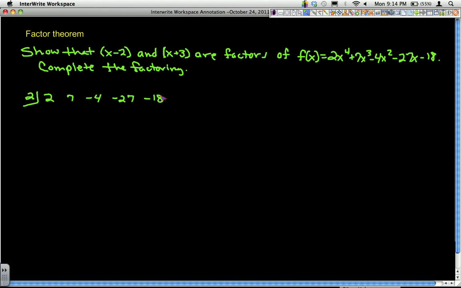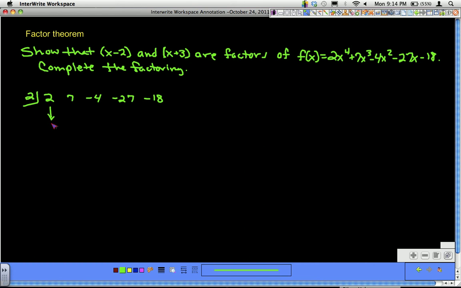Bring down the first term. And again, what we're looking for is what's in this box. Now, where the factor theorem comes in, we want a remainder of 0. If our remainder equals 0, that means whatever we checked out front in the box is indeed a factor of this polynomial. So let's walk through our steps again.